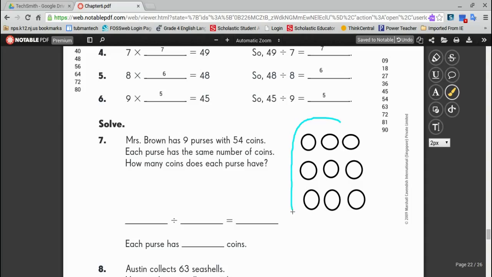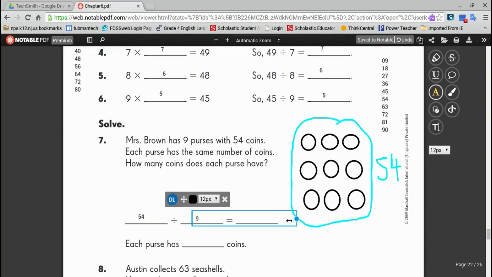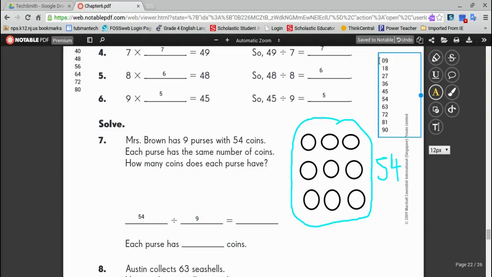So I have 9 purses, and there's 54 coins in the whole thing. Each purse has the same number of coins. So what I'm doing with my 54 coins is putting them into each one of my 9 purses. I'm splitting them up into groups, and when I split something up into groups, I'm dividing. So I'm splitting 54 into equal groups, my 9 purses, which means 54 divided by 9. My 9 multiples are right over here, so that's 1 group, 2 groups, 3 groups, 4 groups, 5 groups, 6 groups. So 54 divided by 9 equals 6. So each purse has 6 coins.